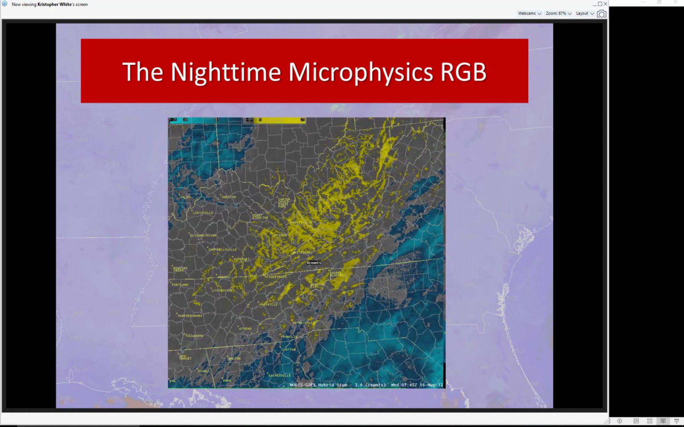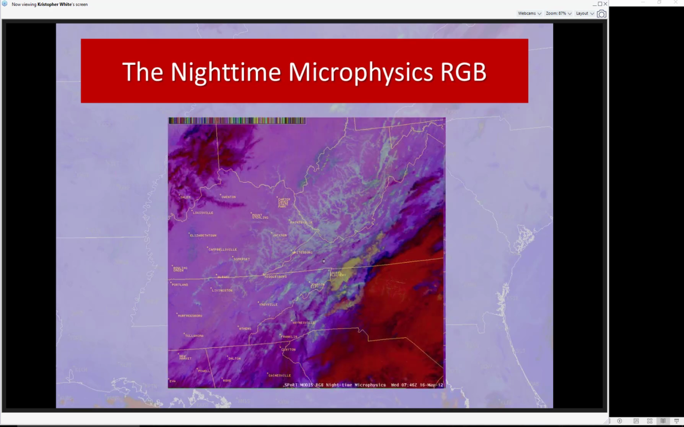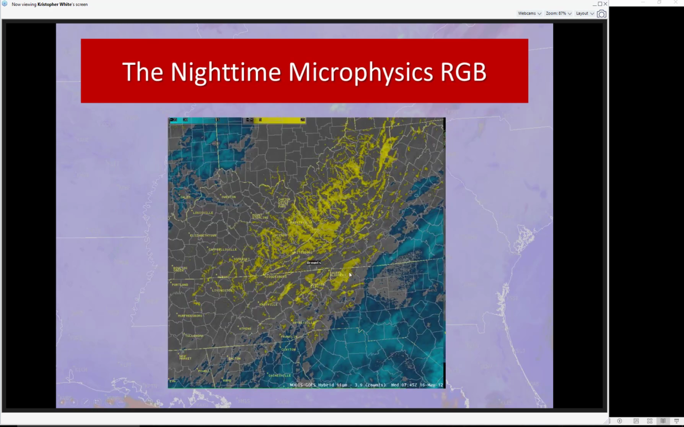And then a little bit later that morning, it looks like it's relatively widespread here in the 11-39, but when we look at the Nighttime Microphysics RGB, it's a little bit easier to note the fog really hugging the valleys. And also I wanted to point out the difference here in northwestern North Carolina. All you see is yellow here.